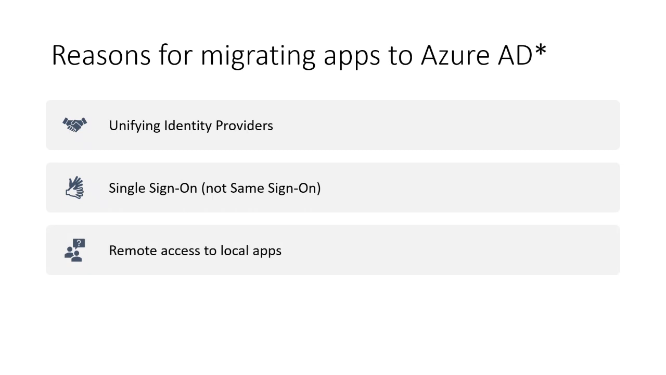Remote access to local apps. As Peter mentioned, we have an application in the basement and people are using this, but now they're working from home. So we want to give them access to this. And we don't want to open up firewalls. The user shouldn't need to VPN into our network. Where you are isn't relevant anymore. It's more who you are, right?